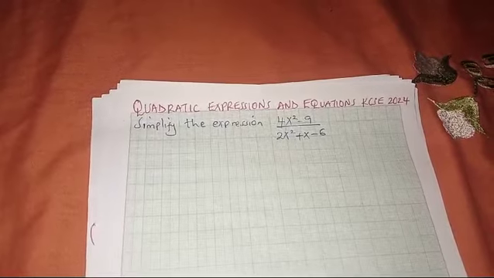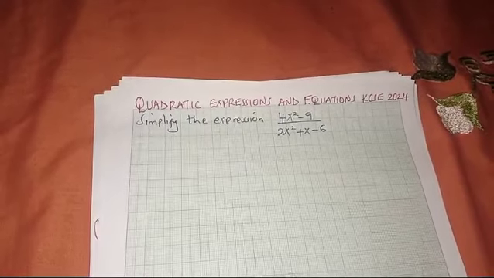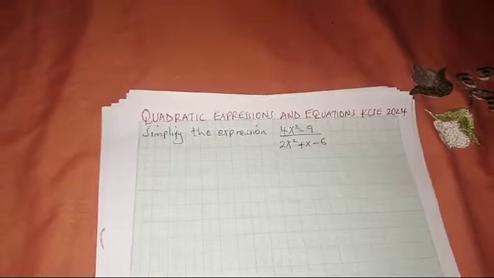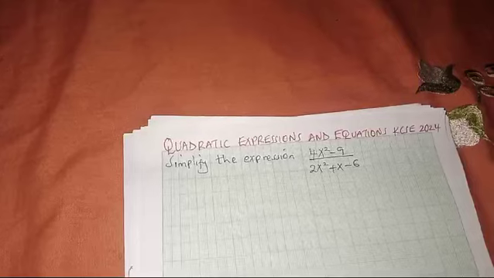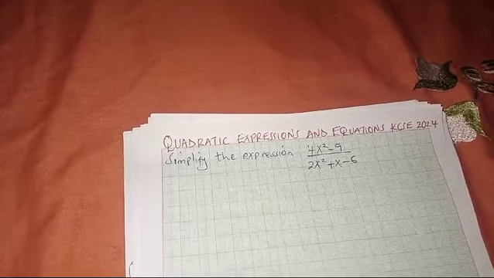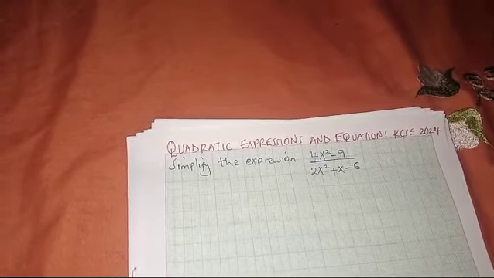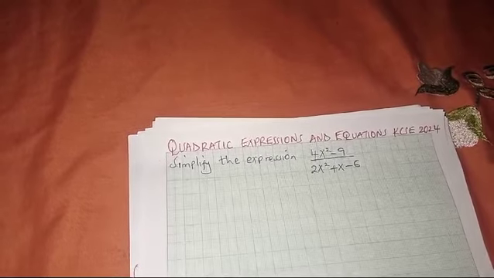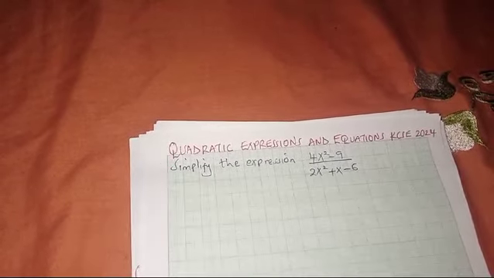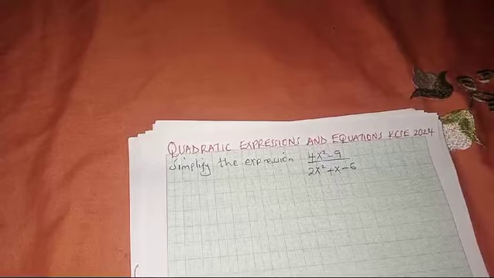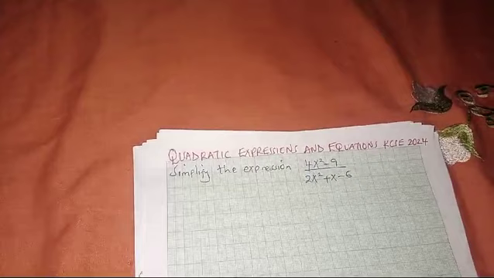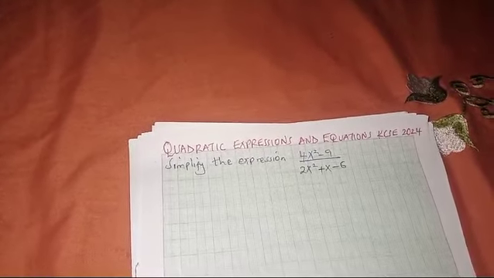Quadratic expressions and equations, KCSE 2024 Paper 1. This is another question that was set. This question is from Form 2. Like I said before, much of Paper 1 exams come from Form 1 and Form 2 work. So this is Form 2 work, and we want to look into this question.